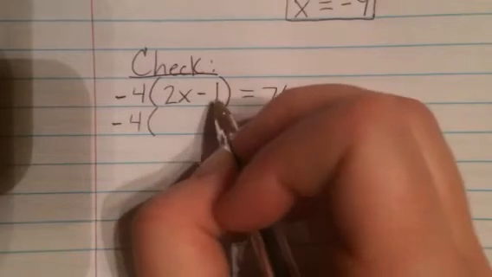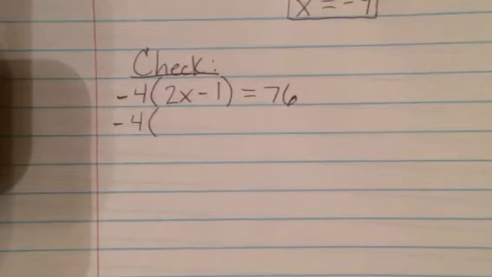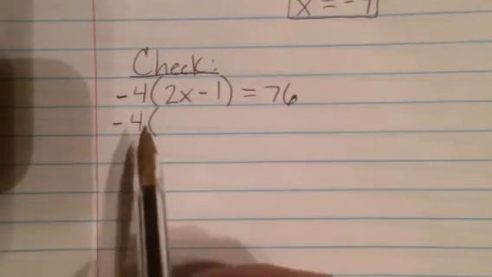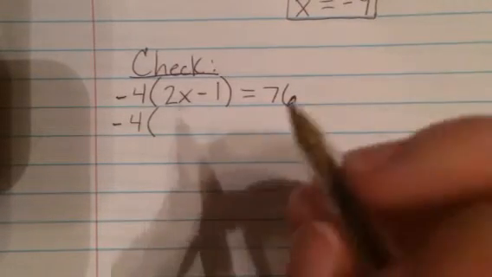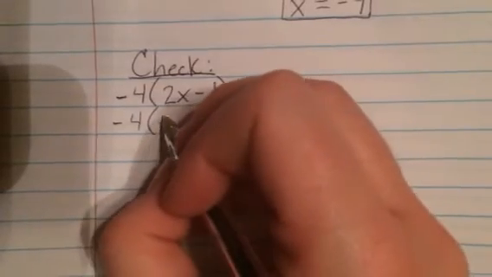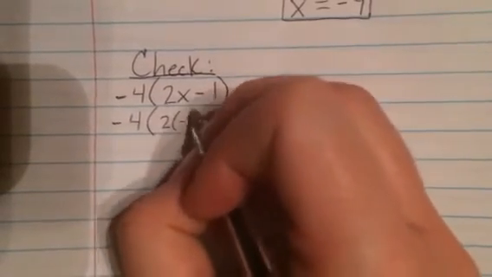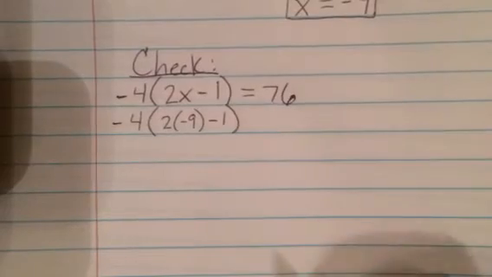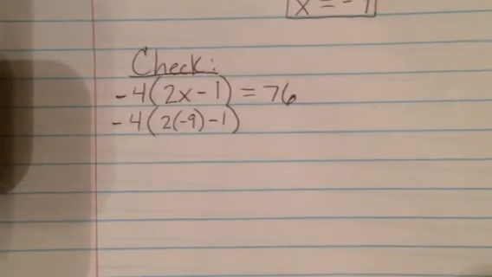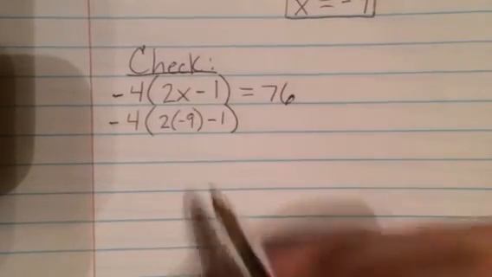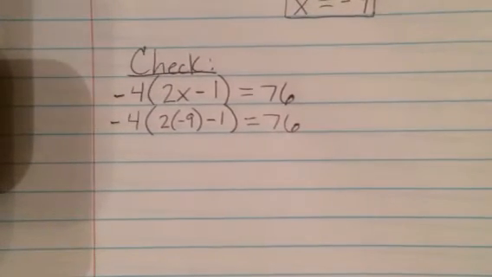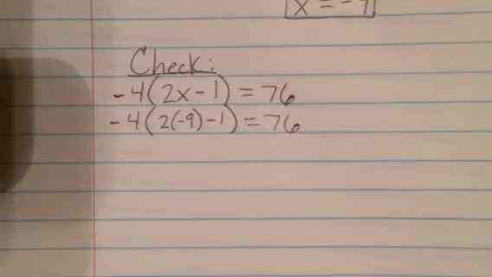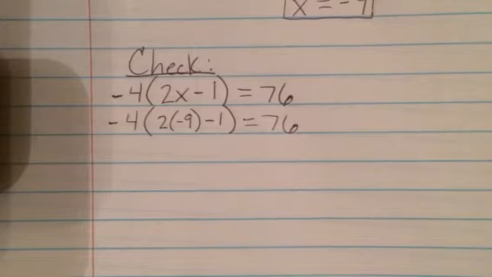Now the set of parentheses that you see there, remember those have to be carried all the way down until your last step, because you're multiplying the -4 by whatever number you get inside those parentheses at the end. But for now, I'm just going to put in my -9, so 2 times -9 minus 1 is what I want inside the parentheses instead of 2 times x minus 1. So I just replace the x with my answer, and then equals 76. So we're still going to follow PEMDAS, and we want to make sure that we get 76 on the left side of the equal sign, so we made sure we did our job correctly.